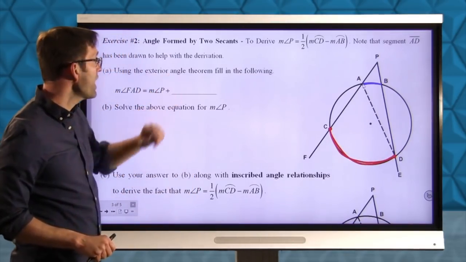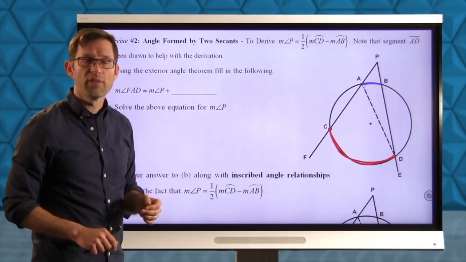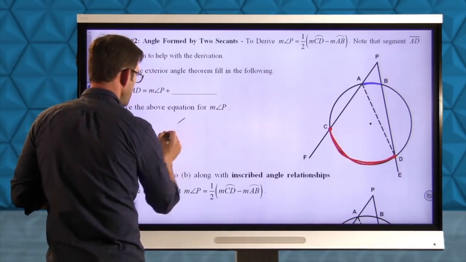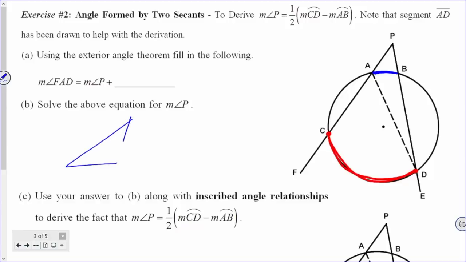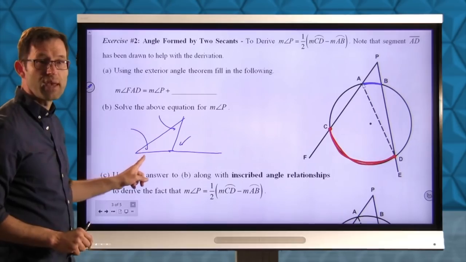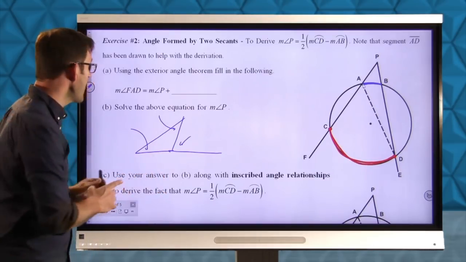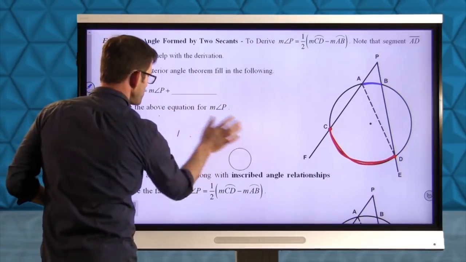Using the exterior angle theorem, fill in the following. The exterior angle theorem, right? Remember what the exterior angle theorem says. Let me review that really quick. If I've got some triangle and I extend one of the side lengths out, it creates what's called an exterior angle right here, okay? And that exterior angle is always the sum of the two remote interior angles. So this angle plus this angle will be that one. We're going to use that theorem quite a bit right now, so let's do it.